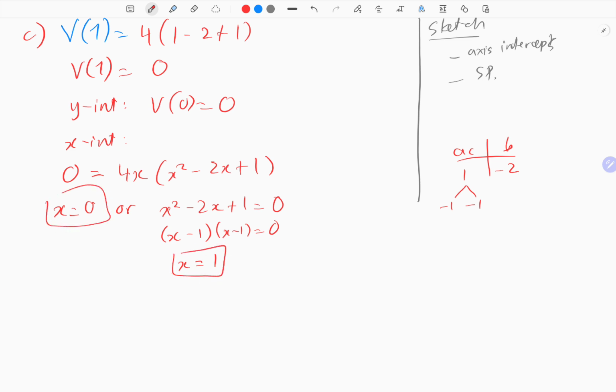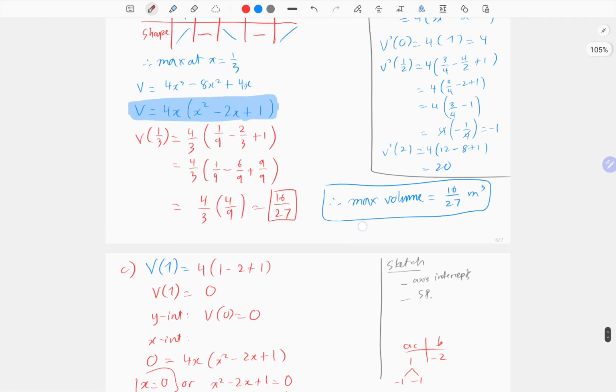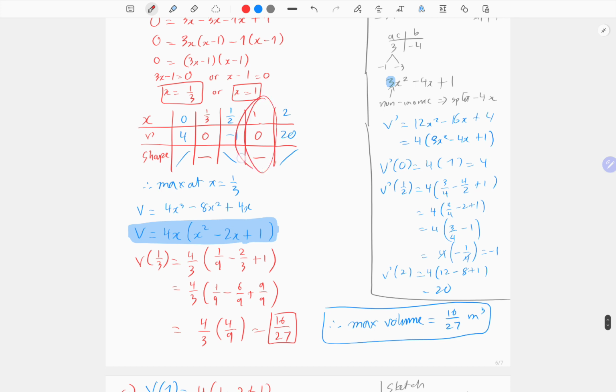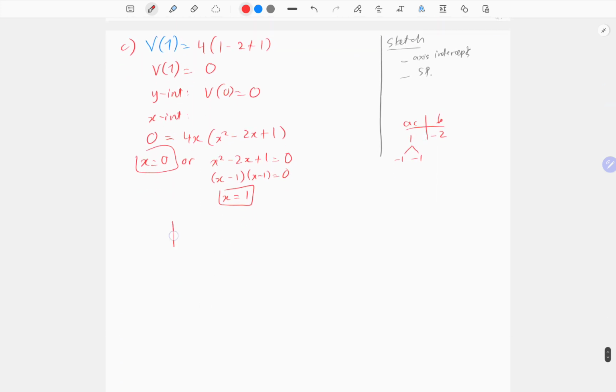So this equation only has two x-intercepts. The first one's at 0, the second one is at 1. And what happens at 1? It's also a turning point, a stationary point. Okay, let's put all the points in. Yes, you've got to draw it now.